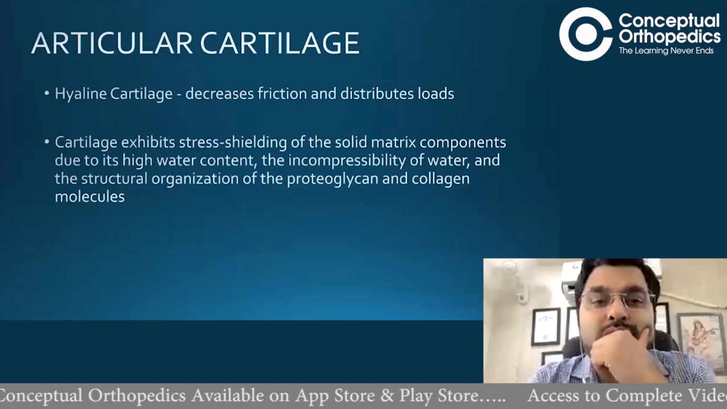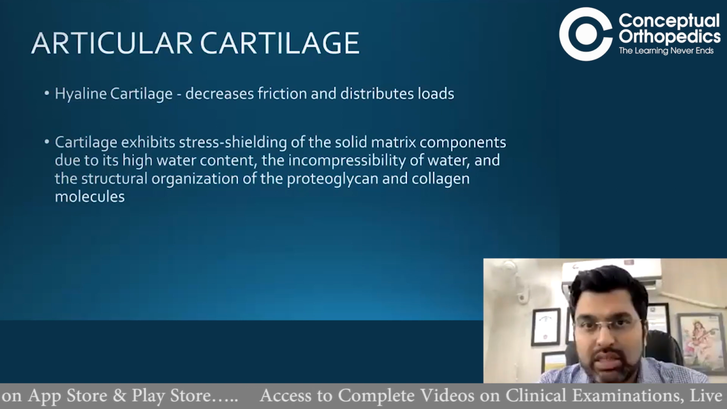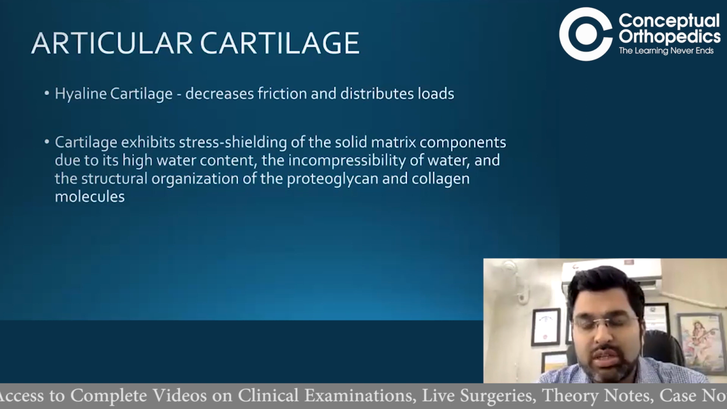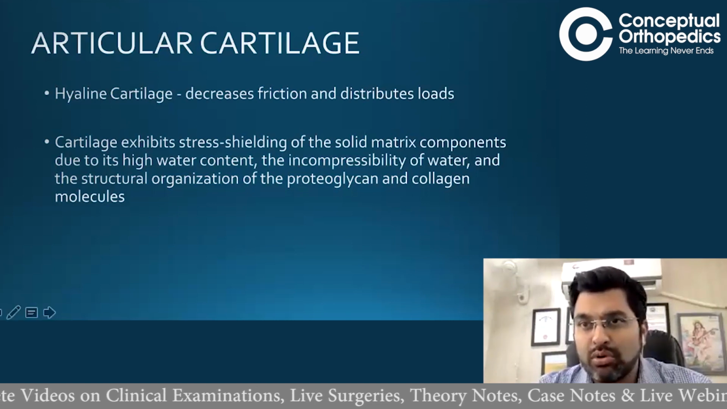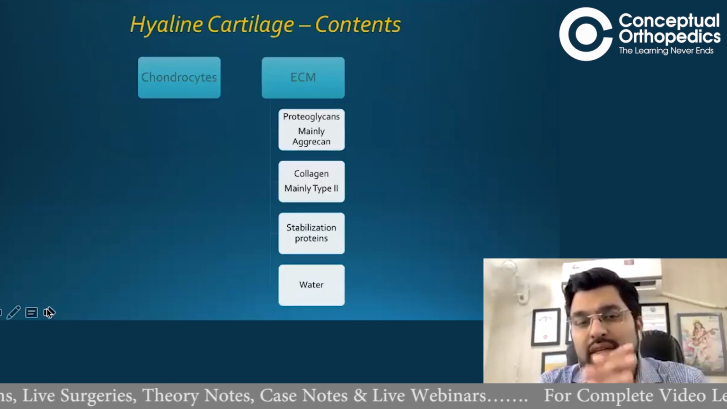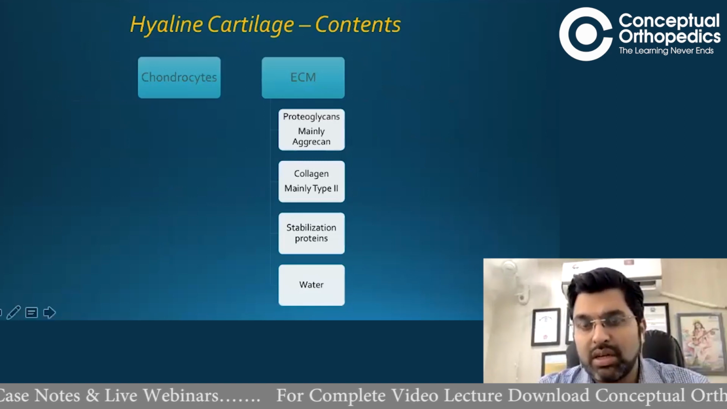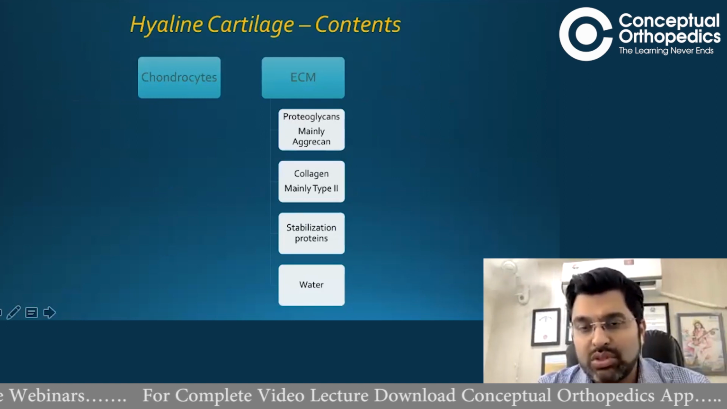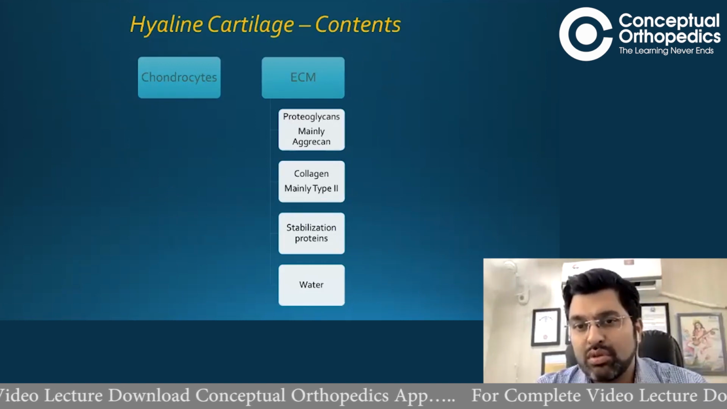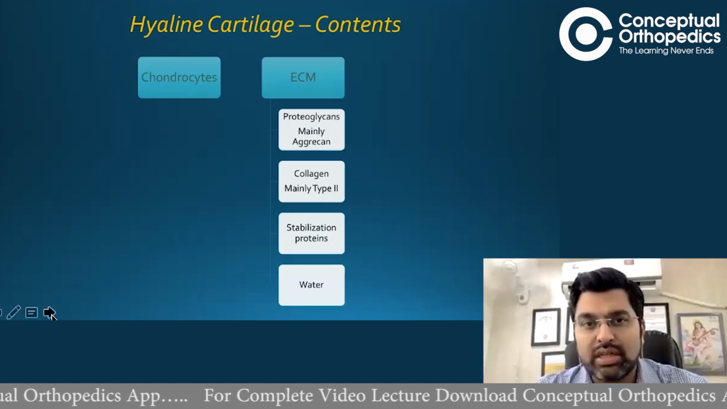The first question was regarding the layers of articular cartilage. As you know, articular cartilage is a hyaline cartilage, and its main purpose is to decrease friction and to distribute load. The cartilage contents are divided into two parts. One is the chondrocytes, that is the cell part, and the second is the extracellular matrix, which is made up of proteoglycans, mainly aggrecan, collagen, mainly type 2, and other proteins plus water. So these are the main contents of the cartilage.